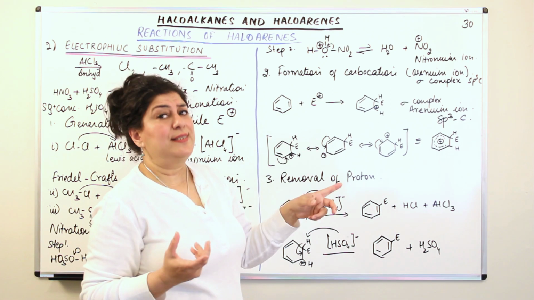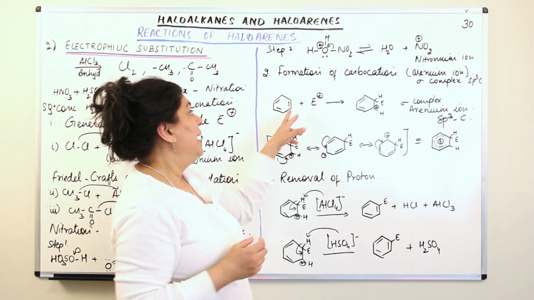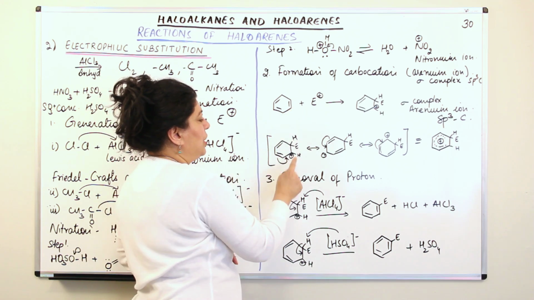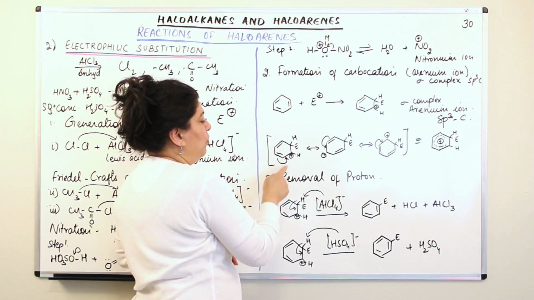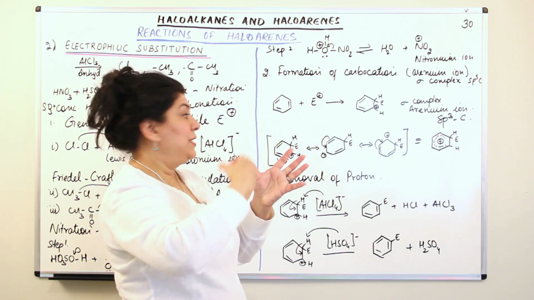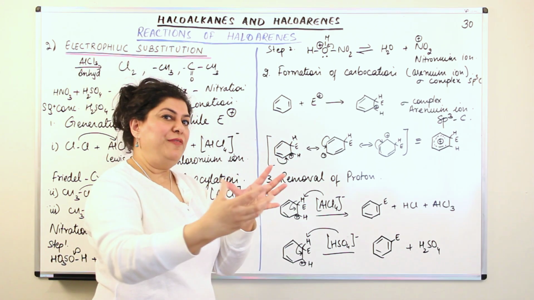This carbon loses that electron, it's a pi electron, and therefore the positive charge comes on this carbon. As soon as the positive charge comes here, the pi electrons of the adjacent double bond start helping out. They say, okay, you're positively charged, we'll help you.